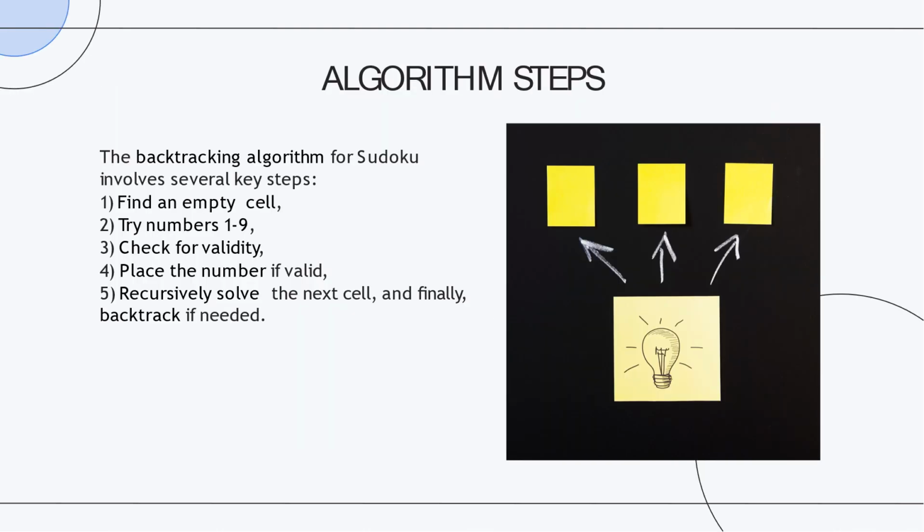Let's break down the backtracking algorithm for solving Sudoku. Find an empty cell. Try placing numbers from 1 to 9 in the cell. Check whether the number placement is valid according to Sudoku's rules. If valid, place the number in the cell. Recursively attempt to solve the next cell. If any conflict arises, backtrack to the previous cell and try a different number. This process repeats until the grid is fully solved.